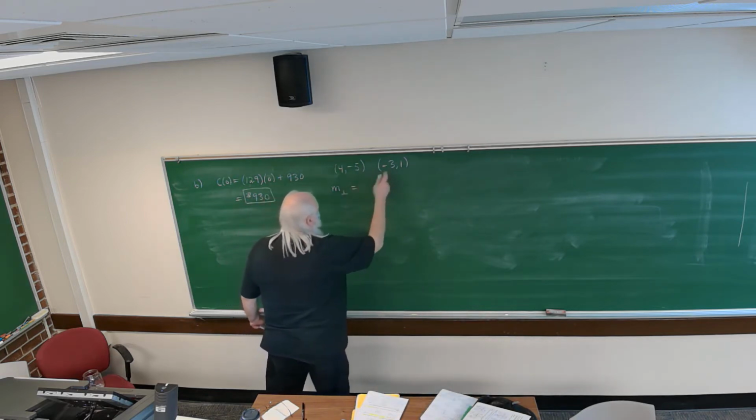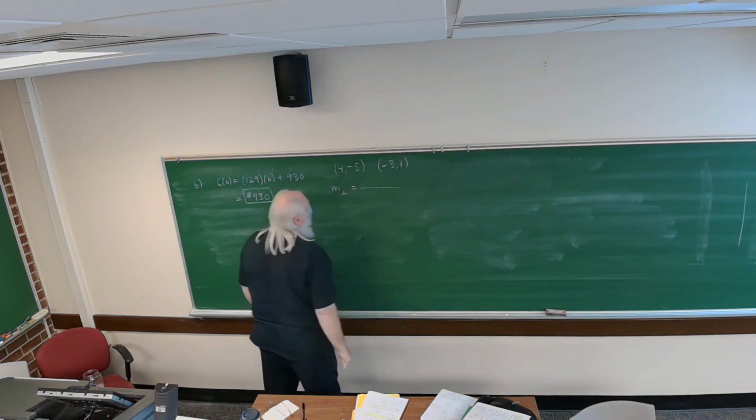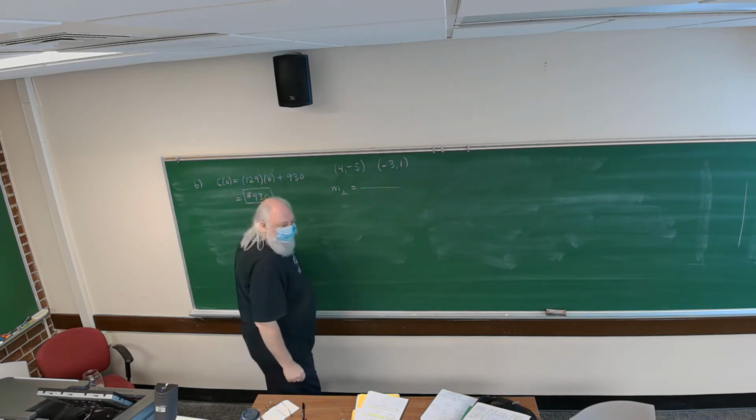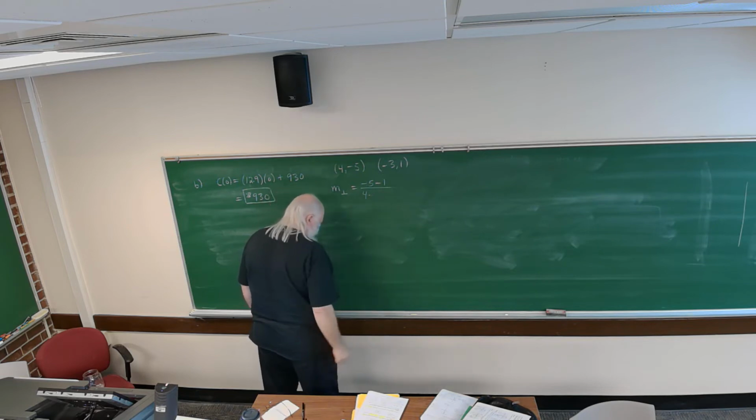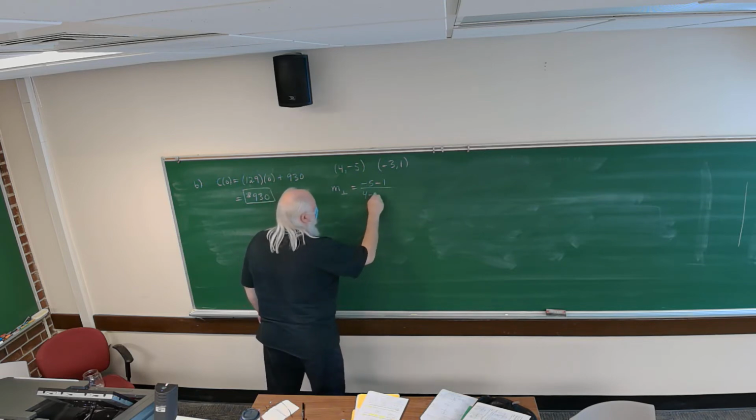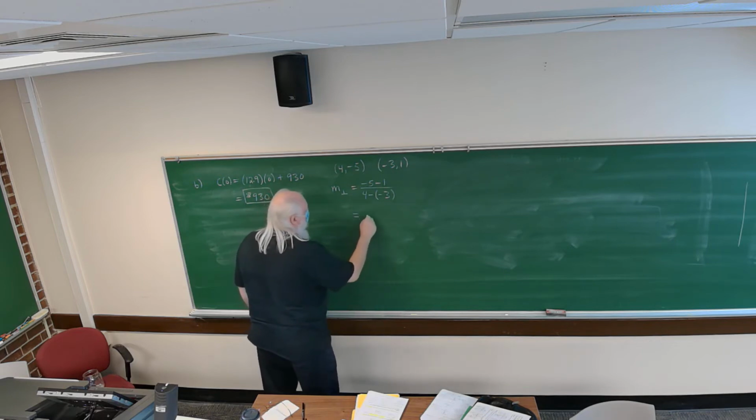So the slope of the line that goes through those 2 points, right? Change in y over change in x. So we have minus 5 minus 1 over 4 minus negative 3. So this is equal to minus 6 over 7, right? Which we can just write as minus 7/6.